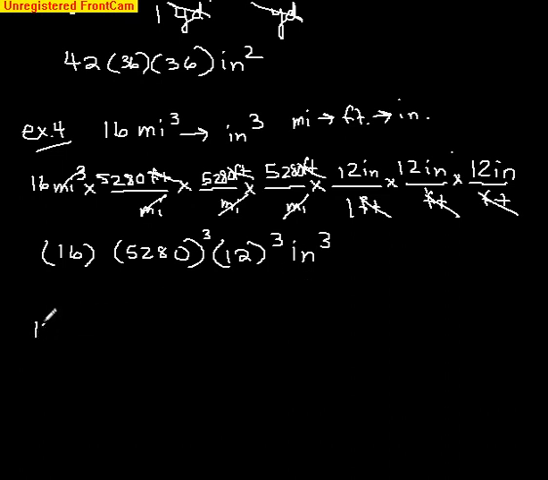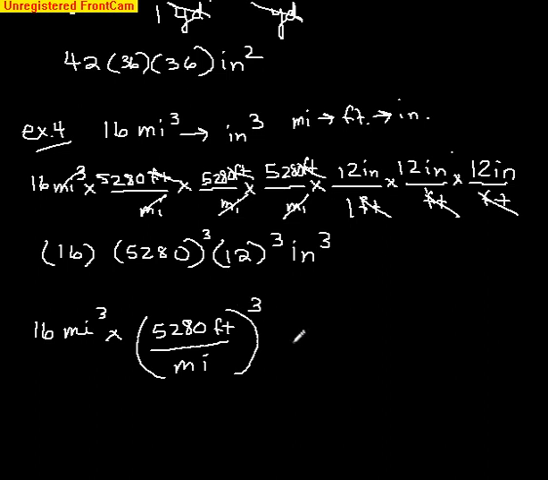Another way you could have done this is you could have said 16 miles cubed, and then you could have done 5,280 feet over mile cubed. That's perfectly legal. Times 12 inches over feet cubed. If you can keep that all in your head, that works just as well.